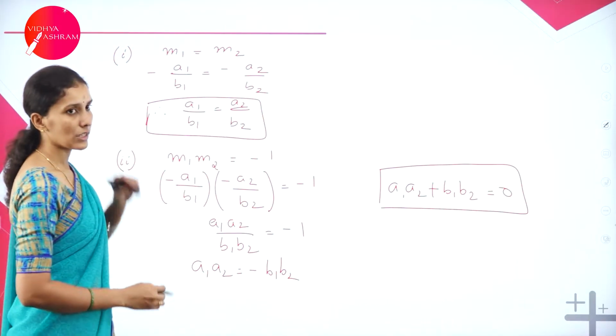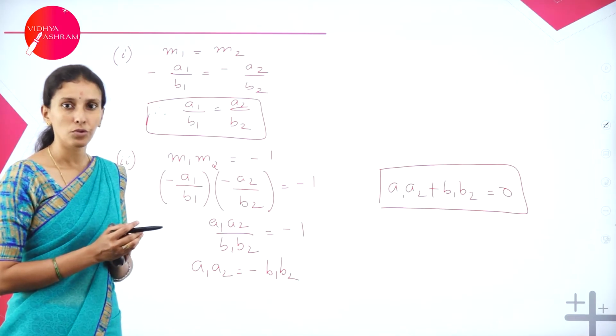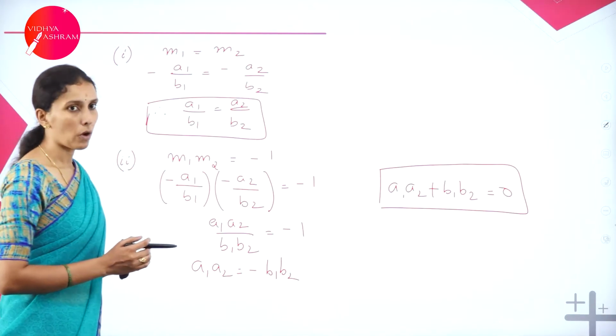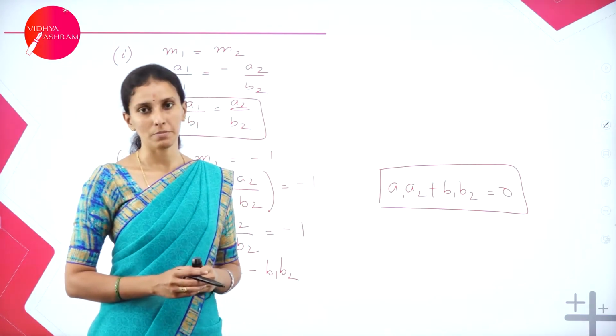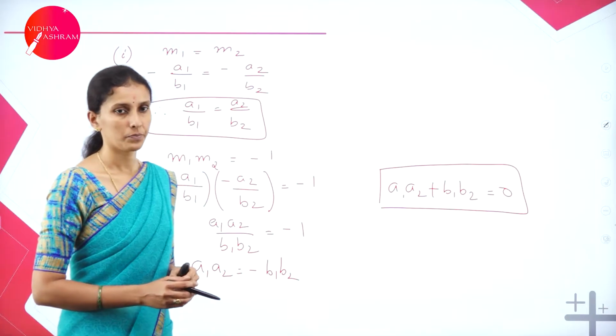So first take the slopes are equal because we have to show that they are parallel. Next take product of their slopes is equal to minus 1 because we have to show that a1 a2 plus b1 b2 is equal to 0.